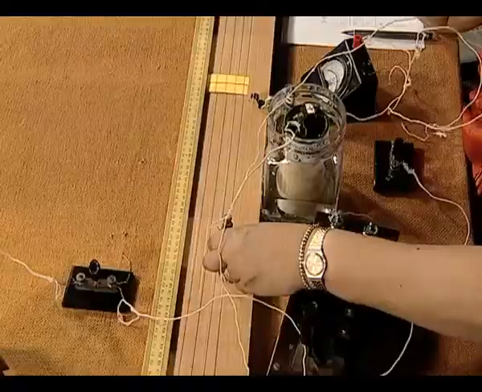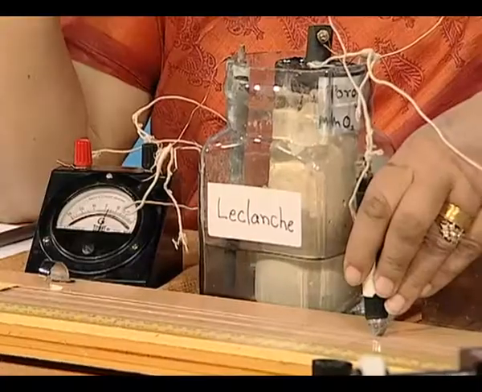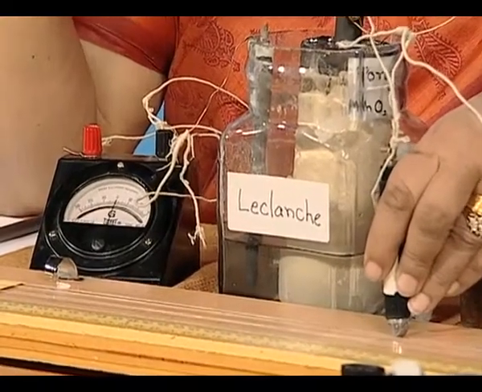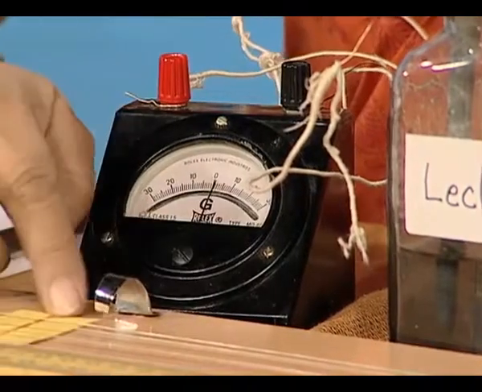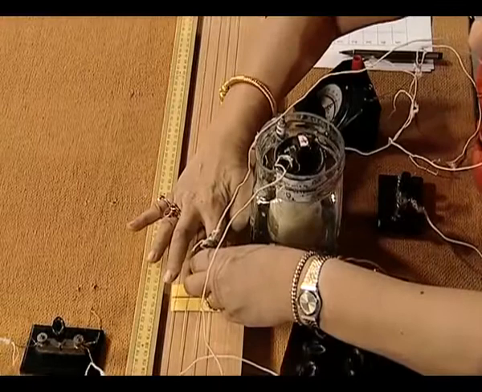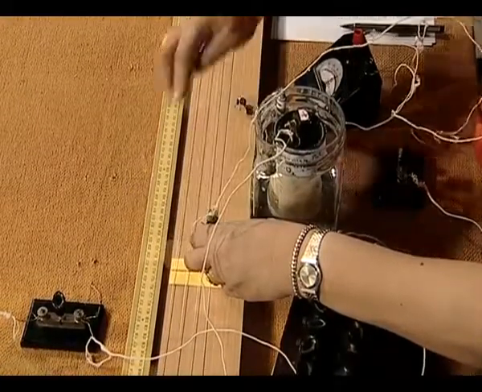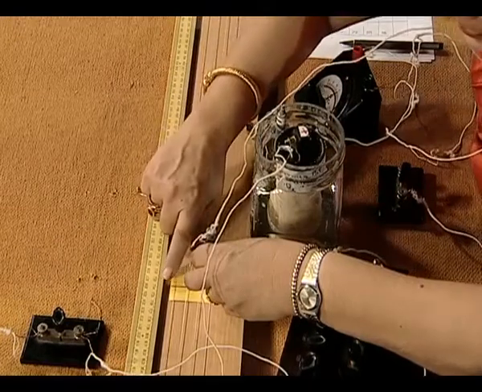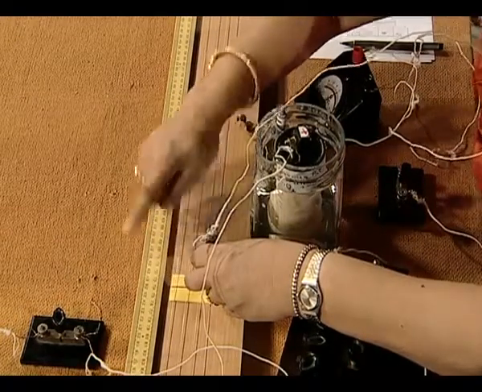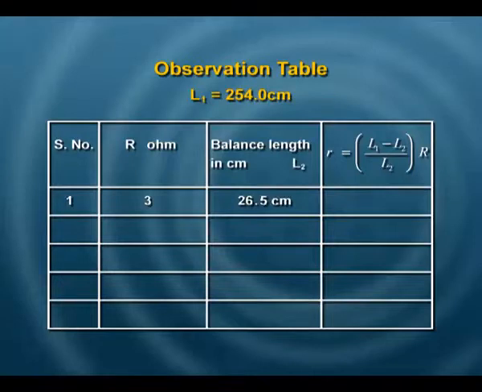So, watch, you look for the balance length and this balance length is obtained here, 0 deflection, and this length I will need to record as L2 and it is on the first wire. So, its value is only 26.5. So, the balance length L2 is 26.5 for a resistance of 3 ohms.